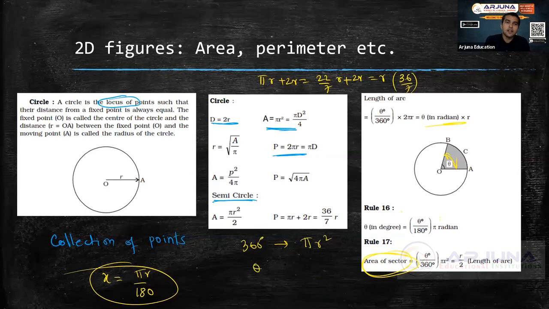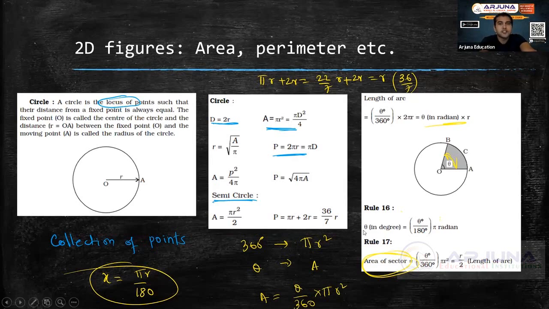For a particular theta, what is that area? I'll consider the area as A. So the area you will get is theta by 360 into pi r square. Okay, so we have completed the important points. Now let us go to the question.